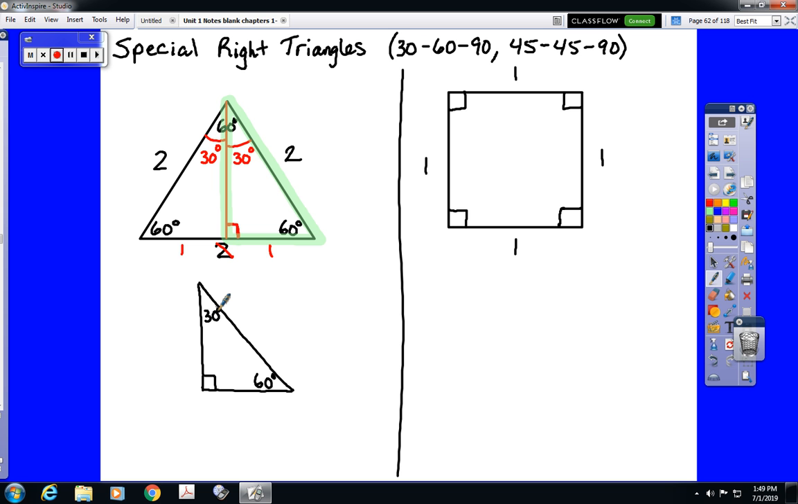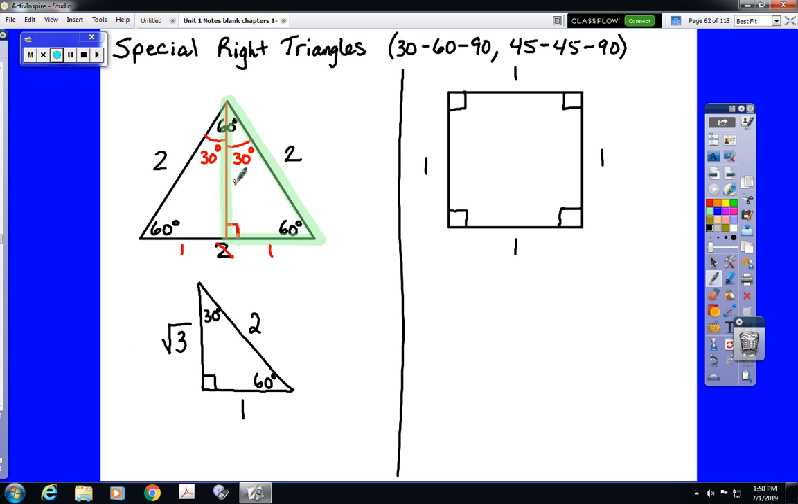Now, the original equilateral triangle had side lengths of 2 units, and our 30-60-90 triangle will now have 2 side lengths that we know right off the bat: a hypotenuse of 2, which was the original side, and this base is now 1 unit because it's half of the original 2. If we use the Pythagorean theorem, we can establish that the length of the third side is the square root of 3.